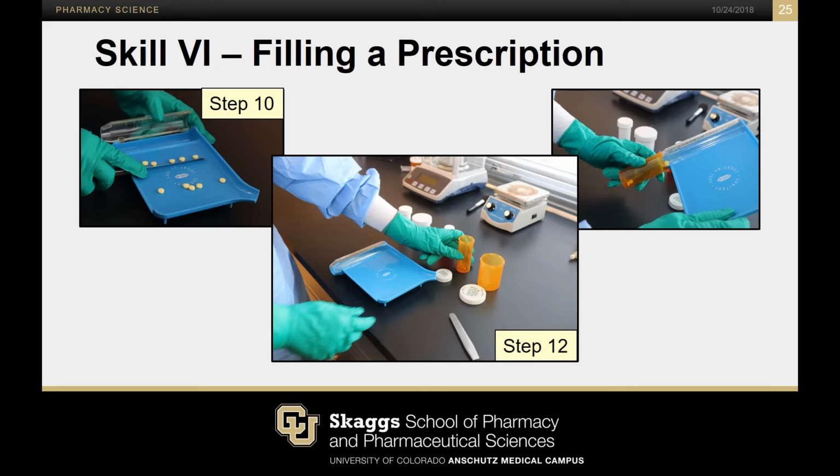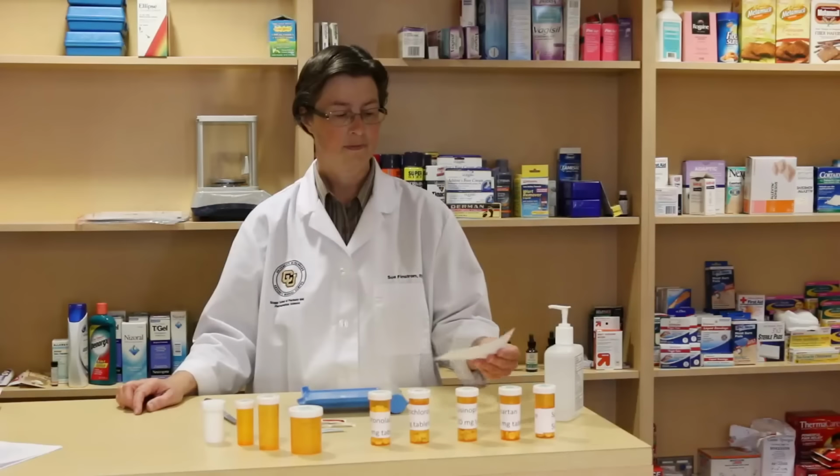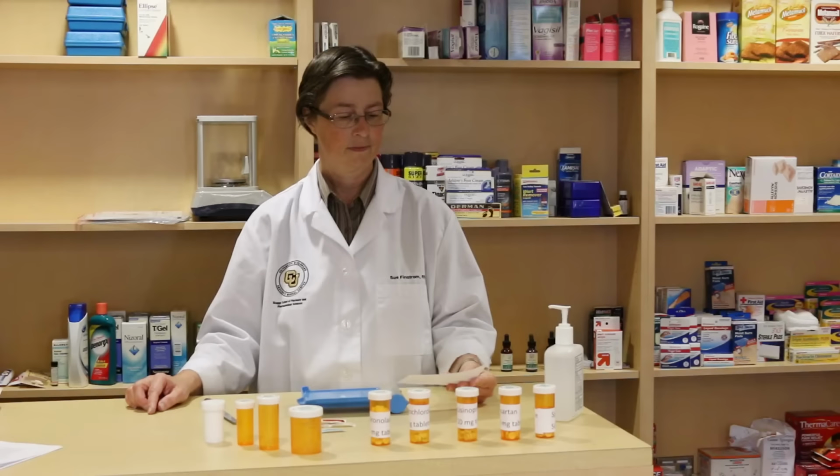This is skill 6, filling a prescription with a time limit of 5 minutes. The first step in filling a prescription is to obtain the prescription order. The second step is to review the prescription for legality and correctness.